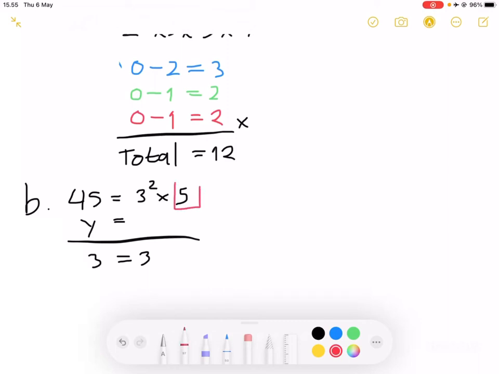Notice that 5 is not chosen here in the GCD. Therefore, y could not contain a factor of 5. However, it does contain a factor of 3, and therefore this really forces us to pick that y must be equal to 3, since we're choosing the least power right here, which is exactly 3.